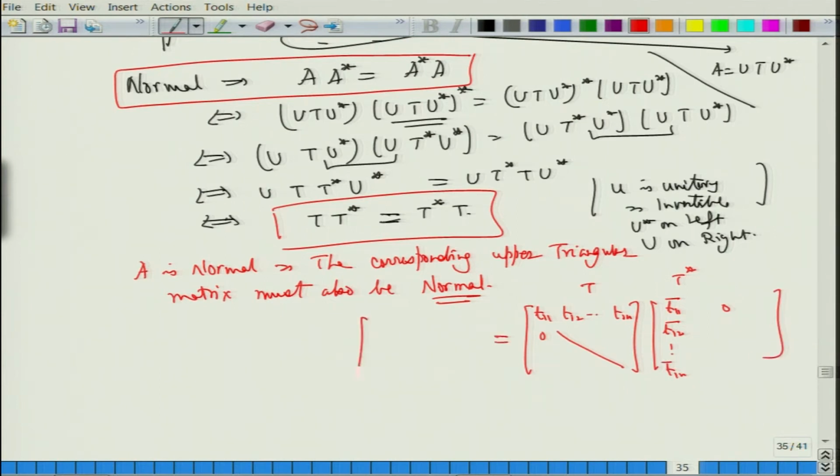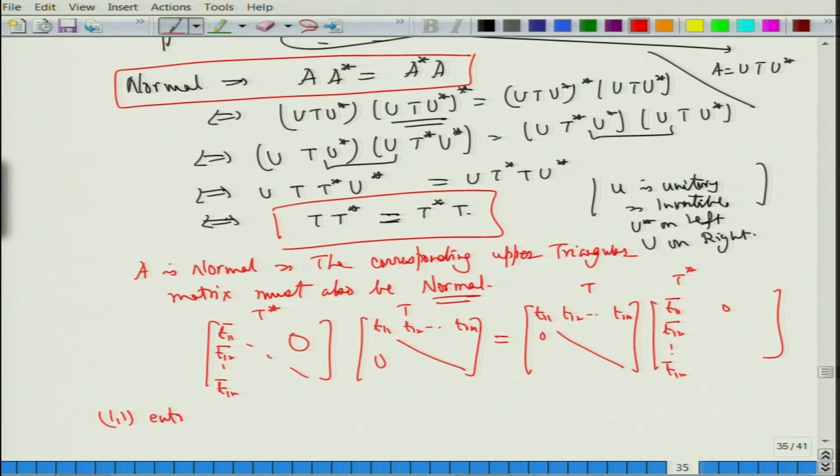We are saying that T star T is equal to T T star. So what is T? T11, T12, T1n, 0 here, something here. T star is T11 bar, T12 bar, T1n bar, something here and 0 here. Fine. So just multiply it out. Look at the 1 1 entry of the product.